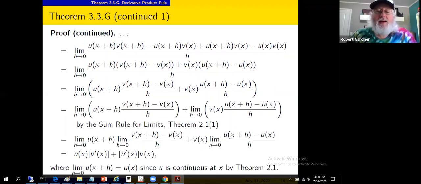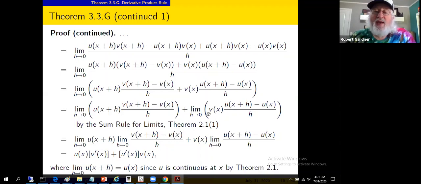Okay, limit of the sum is sum of the limits. I guess it's theorem 2.1, part one, provided each of those constituent limits exist. Now we've got a limit of a product here. Limit of the product is a product of the limits, provided the constituent limits exist. Also a part of theorem 2.1, I didn't document it right here. So we get the limit of the product is a product of the limits.